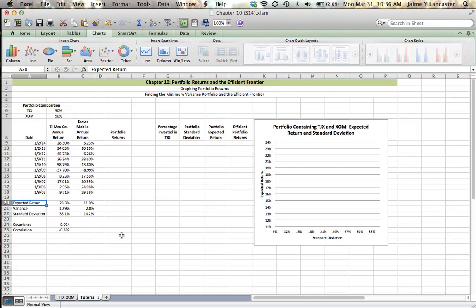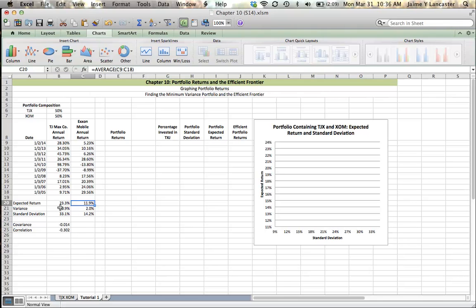We've got the expected returns. It's the historical averages, but when we're taking on an investment, we often use the historical average to project our future expected returns. So we would say that we used the average function, looking at TJ Maxx's historical returns, to say that we would expect them to have, on average, an annual return of 23.3% looking into the future. ExxonMobil has an expected return of 11.9%.